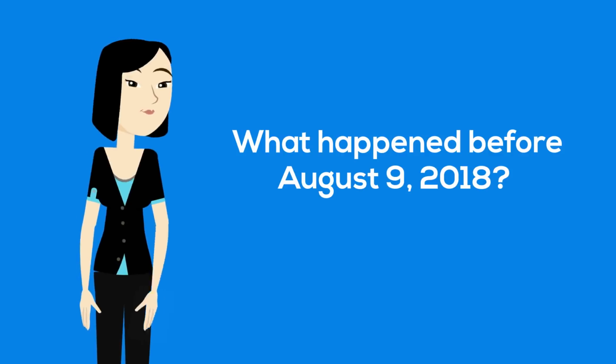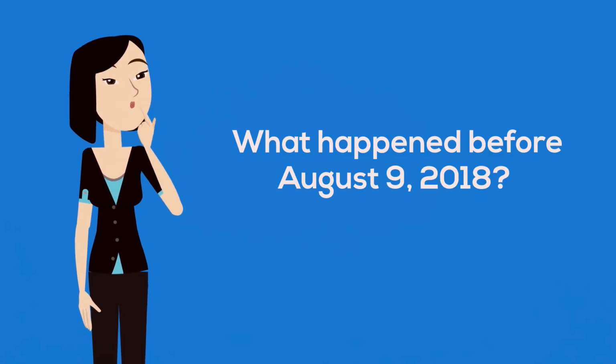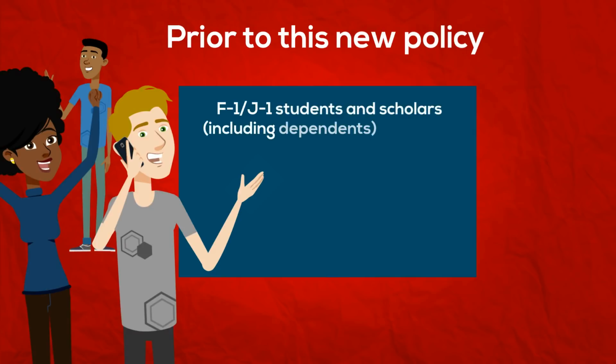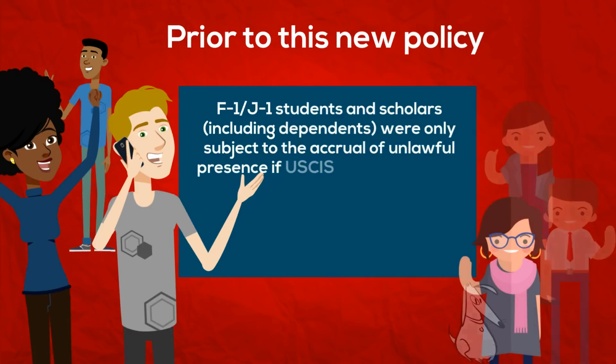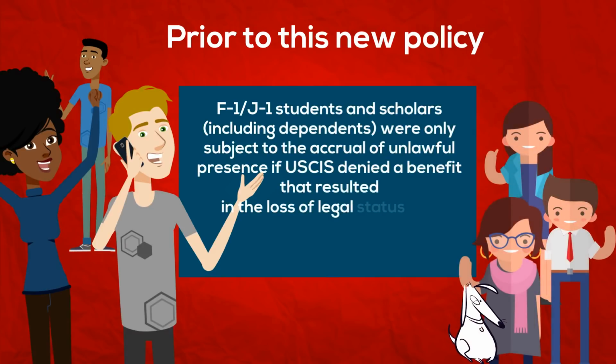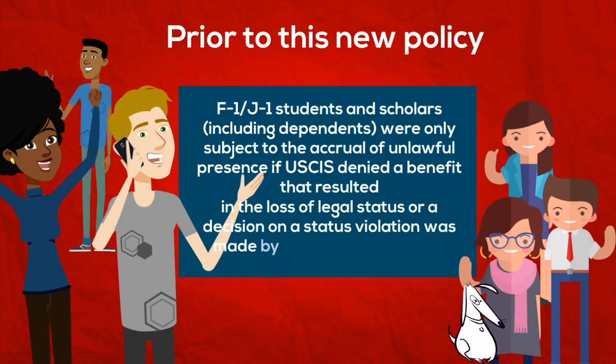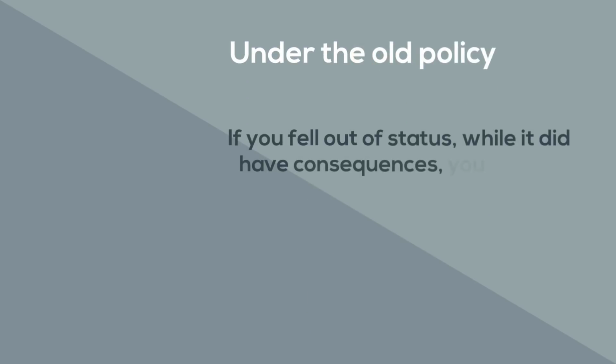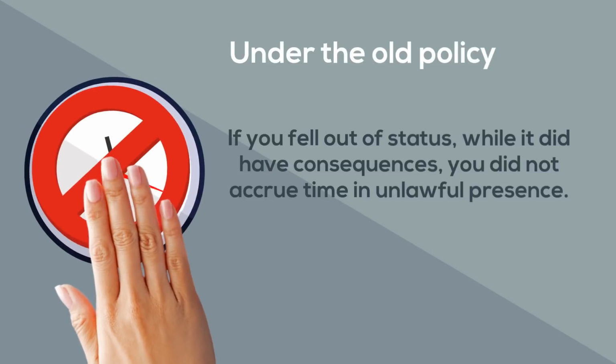What happened before August 9, 2018? Prior to this policy, F1 or J1 students and scholars, including dependents, were only subject to the accrual of unlawful presence if USCIS denied a benefit that resulted in the loss of a legal status, or a decision on a status violation was made by an immigration judge. If you fell out of status, while it did have consequences, you did not accrue time in unlawful presence.